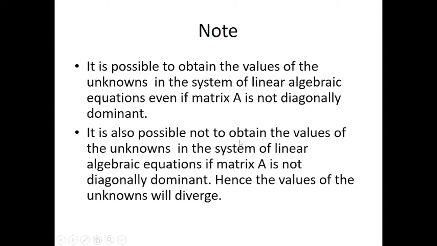So it is also possible not to obtain the values of the unknowns in the system of linear algebraic equations if matrix A is not diagonally dominant. No? Hence, the values of the unknowns will diverge. No? Ito rin ang posibleng mangyari. Pag hindi diagonally dominant, hindi mag-a-arrive sa final answer. Kahit 1,000 iteration pa yan, 2,000, 1,000,000, no? Hindi pa rin mag-a-arrive sa final answer. Hence, the values of the unknowns will diverge. Lalaki yung agwat nung error. Should I say, yung error lalaki ng lalaki.